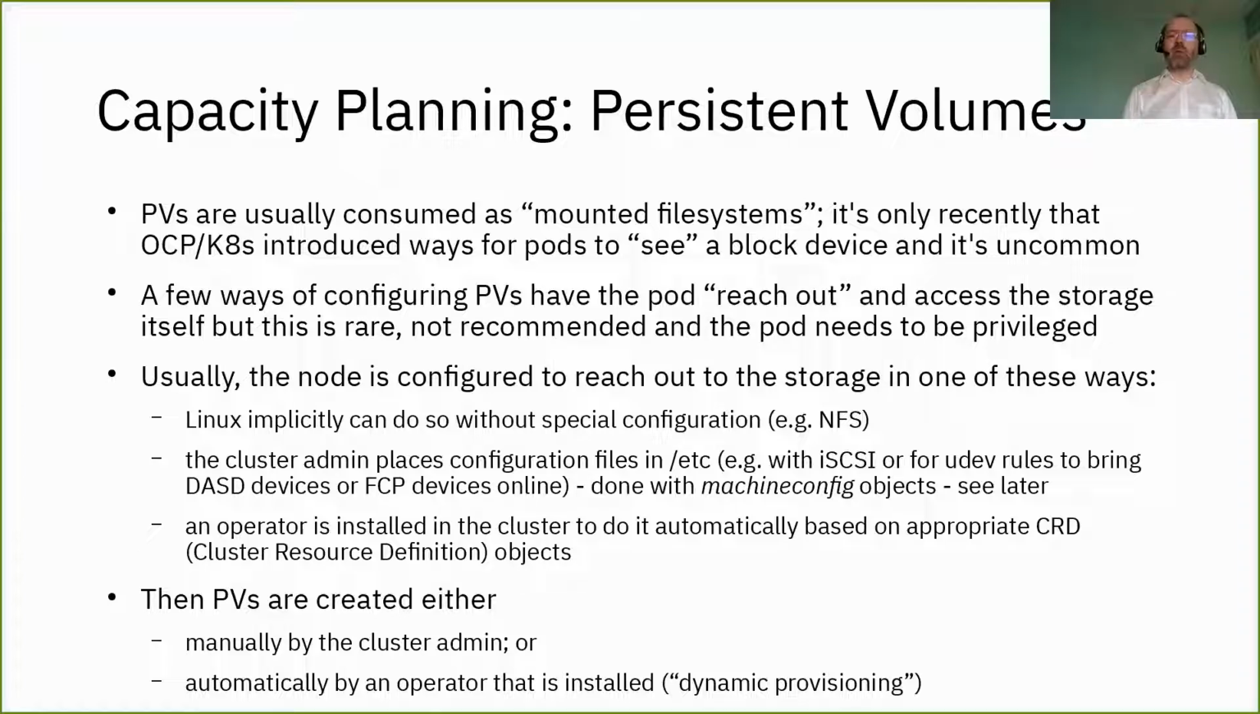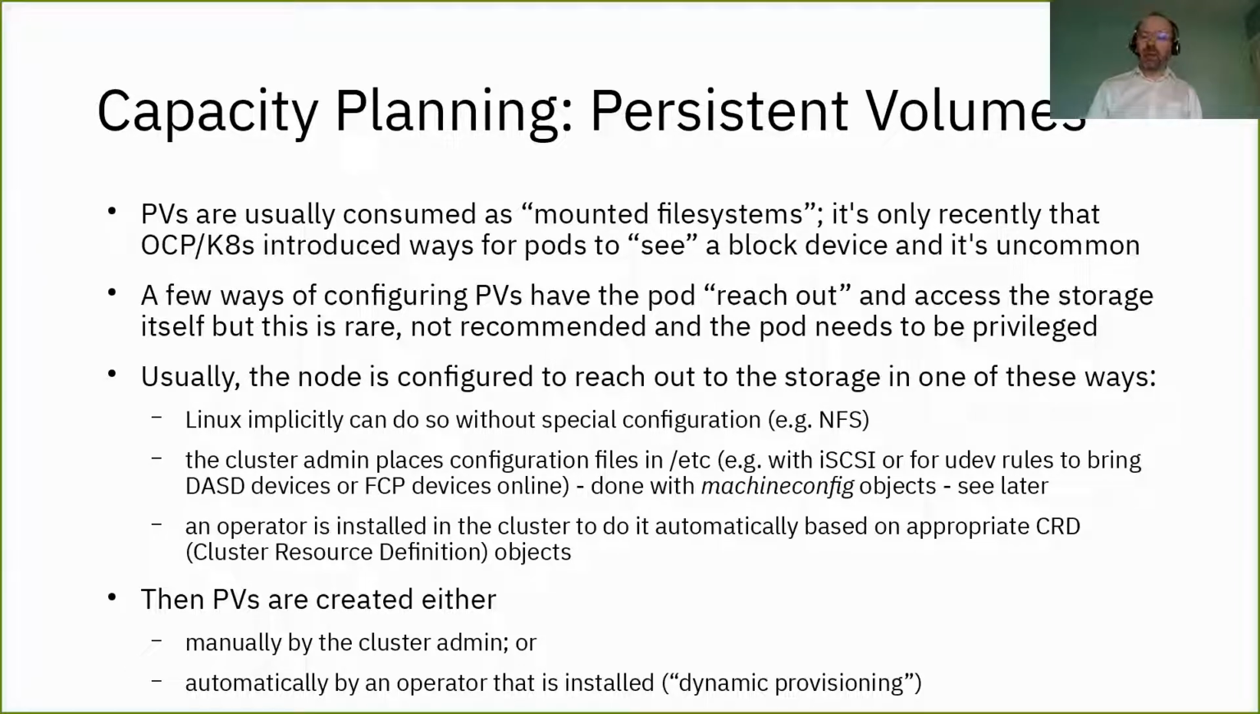So usually what happens is the node gets configured to reach out to the storage. And that can either be because Linux can do it automatically, so NFS is one of the easiest examples of those, or because Linux can be configured with configuration files in /etc to get at that storage. So iSCSI is one example of that, or udev rules to bring DASD devices or SCSI FCP devices online. And in that case, you need to drop those configuration files into the node's file system.